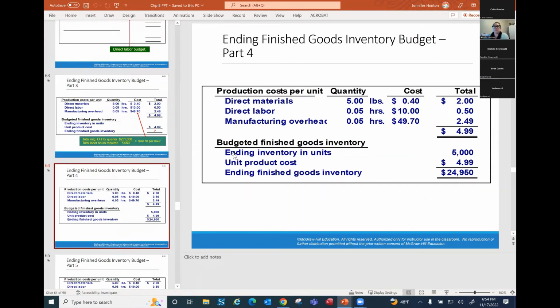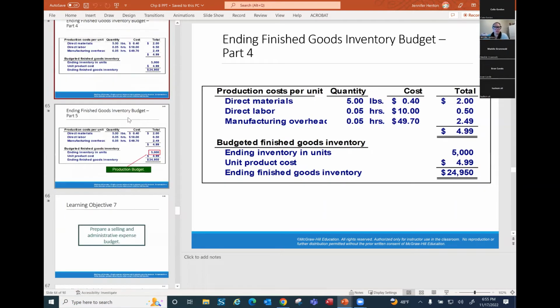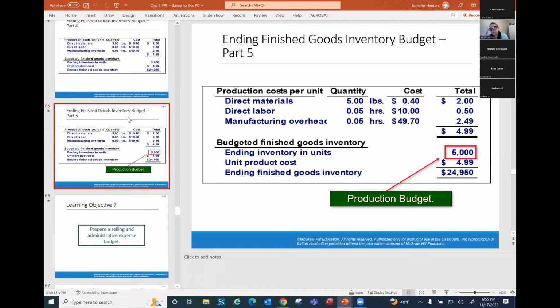All right, so the budgeted finished goods inventory, we had ending inventory in units of 5,000. The unit product cost is $4.99. And then the ending finished goods inventory, when you multiply it, it's 24,950. So we know what's going to be left in ending inventory based on that cost we just calculated per unit and the amount of units that we were going to have in ending inventory at the end of June, which came from the production budget.